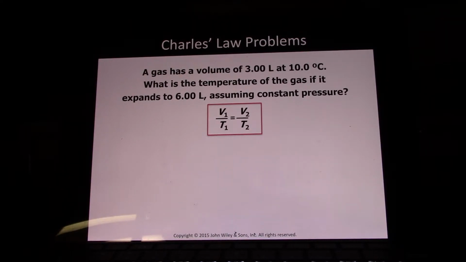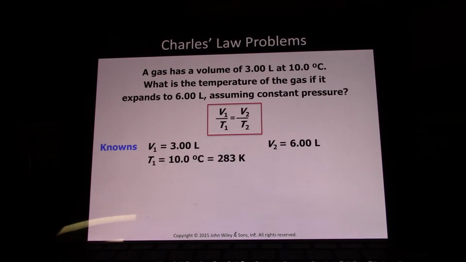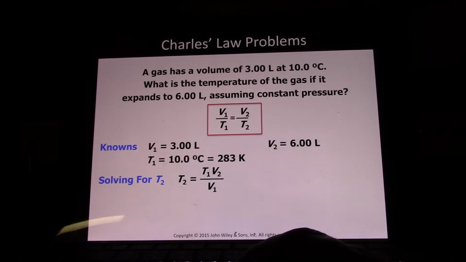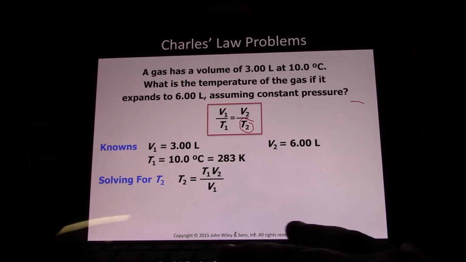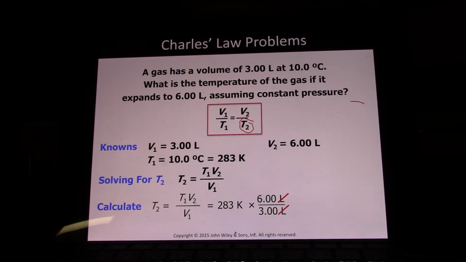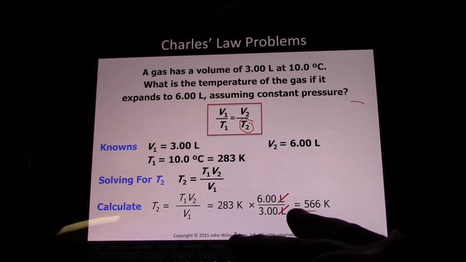Well, if the volume doubles, the temperature is going to double. But if you think that's 20 degrees Celsius, you're completely wrong because the Celsius scale is not proportional to energy. Therefore, we must convert to Kelvin temperature. And again, we are solving for the final temperature, T2. So we're going to cross multiply V1 T2 equals V2 T1 and then divide each side by V1 to isolate the variable. Then we add our numbers in and we get 566 Kelvin.